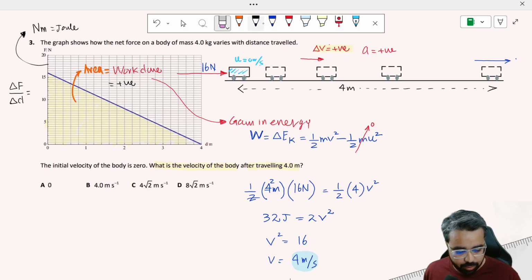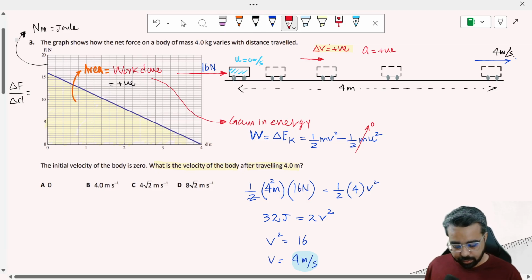If we apply this graph for the card, it will be 4 meter per second. So the right answer is option B.